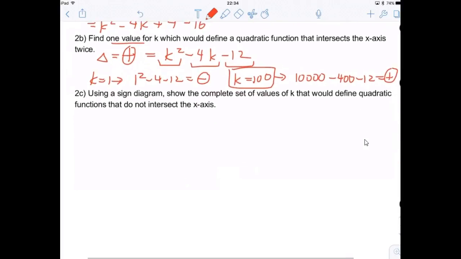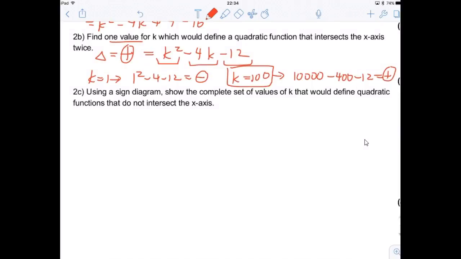The next thing that's asked is to draw a sign diagram which shows the complete set of values of k that would define quadratic functions that do not intersect the x-axis. So now we're kind of looking for the opposite. We're looking for all the possible discriminants that are negative, right? Because that do not intersect the x-axis. Okay?